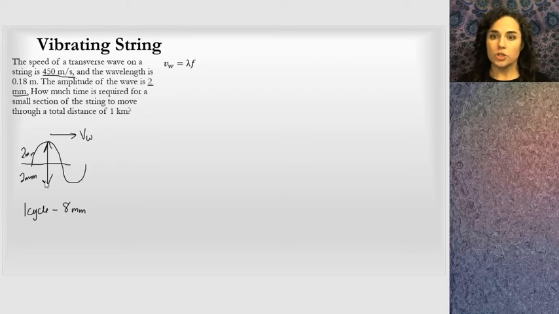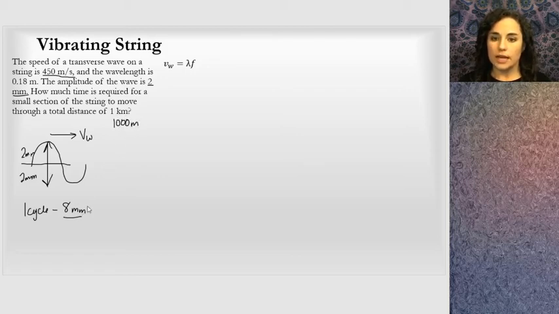Remember that part of the string does not move along with the wave. It moves only up and down with a transverse wave. So in one cycle, it will move up and down, 4 millimeters up, 4 millimeters down, so 8 millimeters total. It says, how long does it take for it to go up and down for a total of 1,000 meters? That total distance is 1,000 meters.